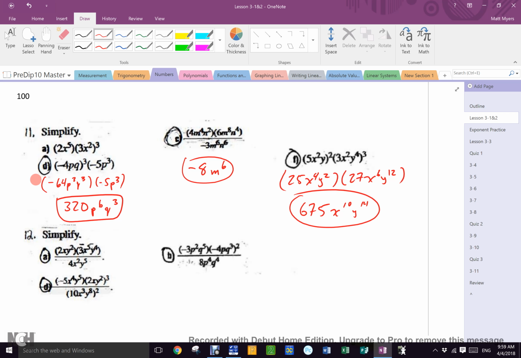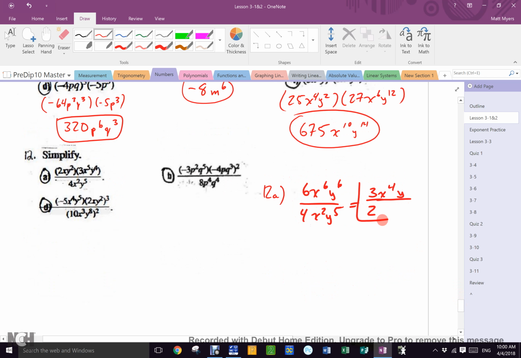12, who'd we get to? Damaris, hit me, 12a. It's a little hard to read. Those look like negative 5 and negative 4, but they're not. You may want to go in 2 steps. Yeah, I have stuff written down, but I don't know if it's A or B. Oh, okay. Well, A is 6x to the 6th, y to the 6th over 4, x squared y to the 5th. Then 6 over 4 becomes 3 over 2, x to the 4th, y. That's the final answer.